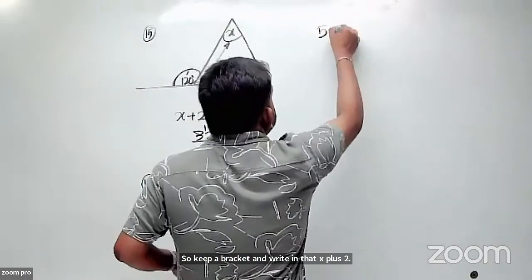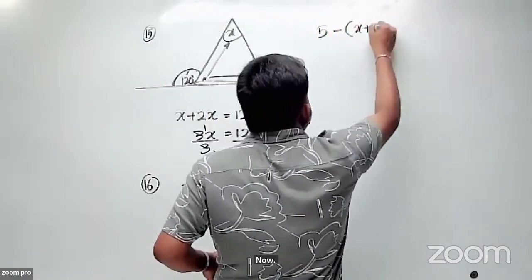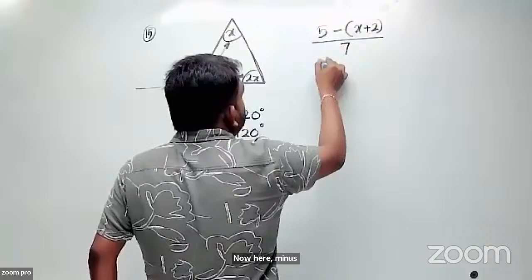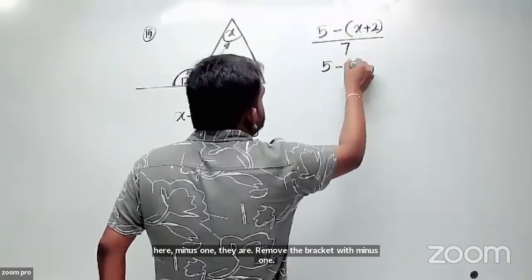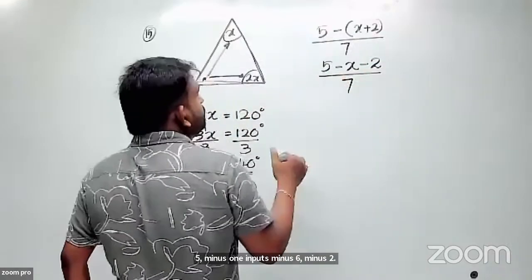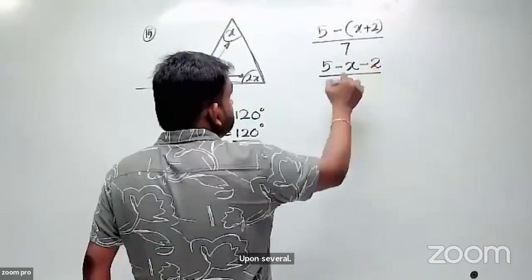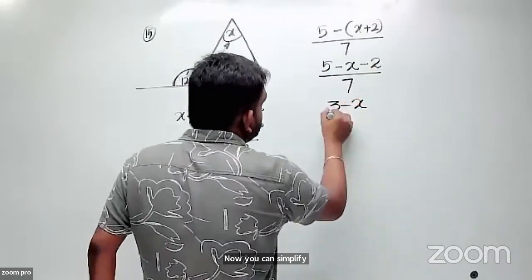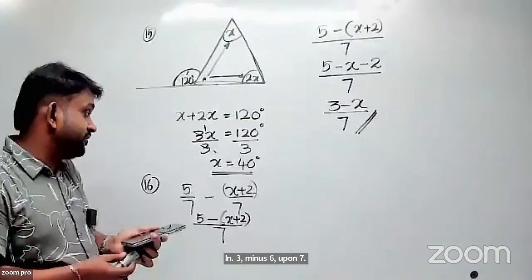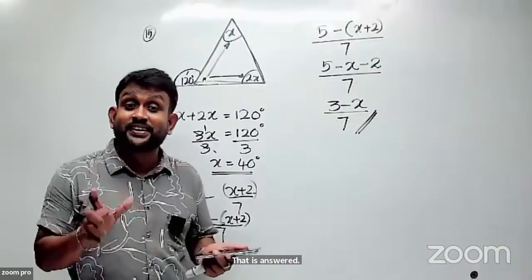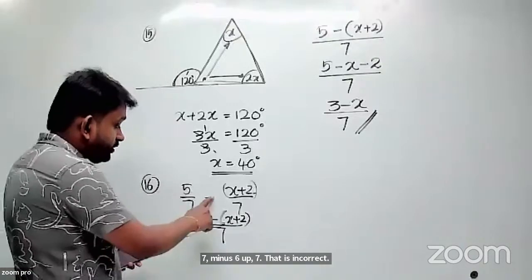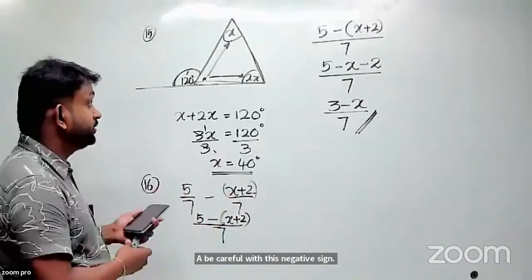Now put a 5 subtract, I write on the top x plus 2 upon 7. Now here minus 1, remove the bracket with minus 1. 5 minus 1 into x minus 6, minus into plus, minus 2 upon 7. Now you can simplify: 5 minus 2 is 3, then 3x minus 6 upon 7. So that is the answer. Sometimes you write 5 plus 2, 7x minus 6 upon 7, that is incorrect. Be careful with this negative sign. Right, remember how we did it.